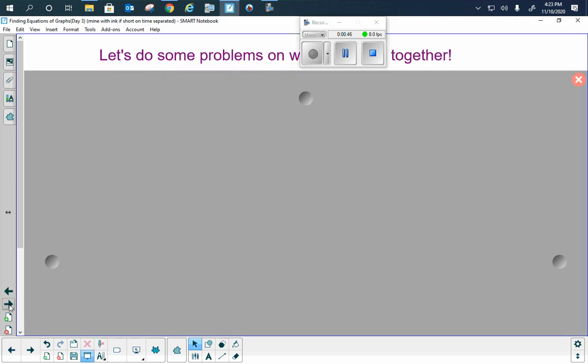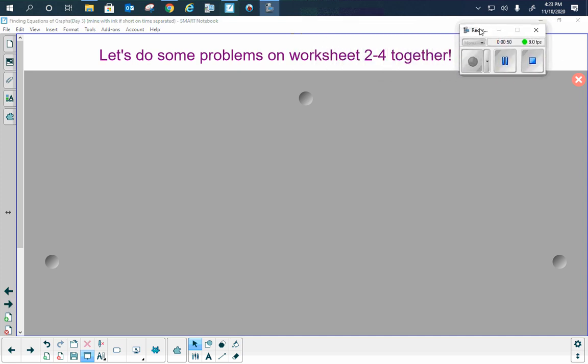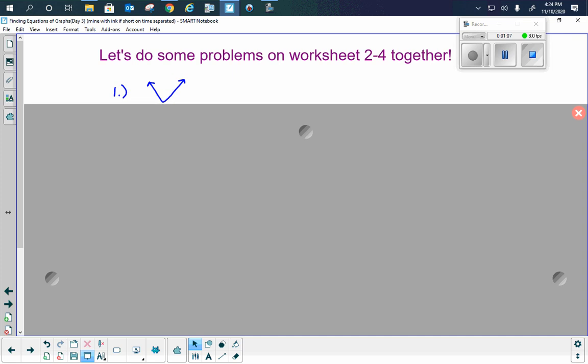All right, let's just do some problems from worksheet 2.4 together to get us started. I think that's the easiest way. First things first, if you want to grab 2.4, let's look at problem 1. You can stop this as you need to. In problem 1, the very first thing I would write down for myself is just a quick sketch.